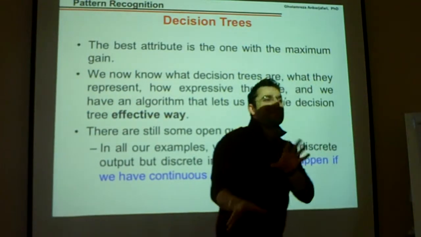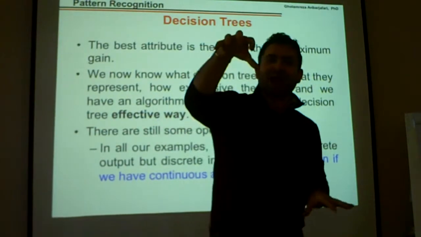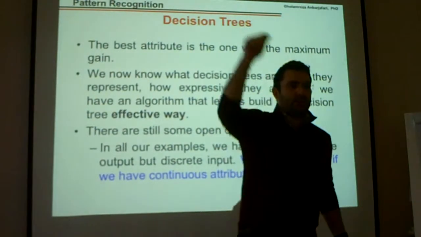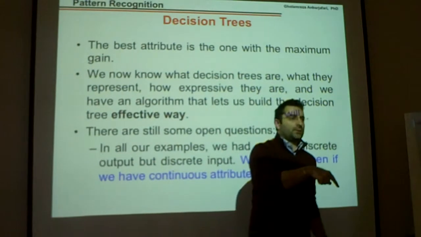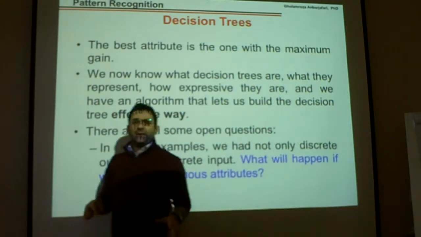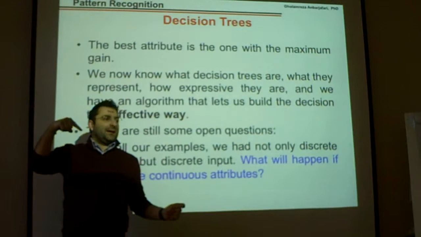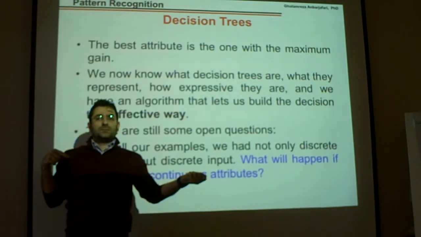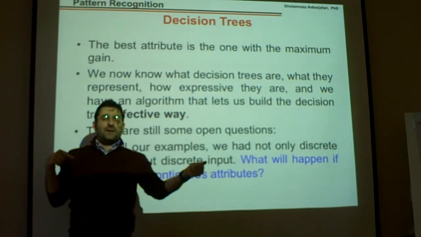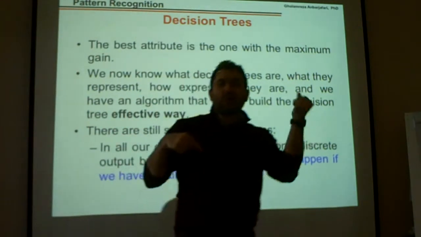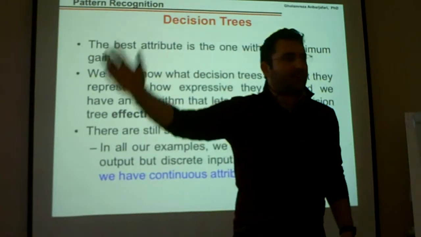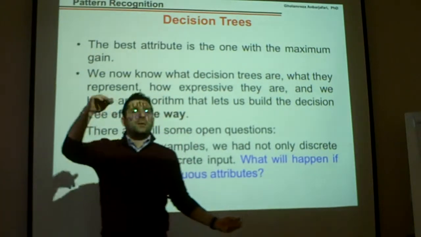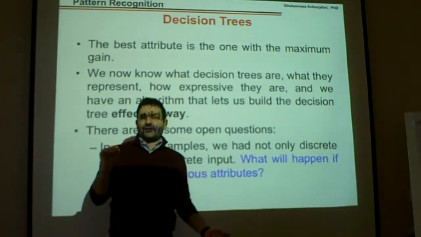Did you notice that till now we had discrete attributes for discrete output, right? Discrete input, discrete output. The question now is what will happen if the input is continuous? What about the output? No, the output is still discrete. Now, do you remember if the output is discrete, what do we call these type of problems? Classification. So we are still in classification, but my input is not discrete anymore.